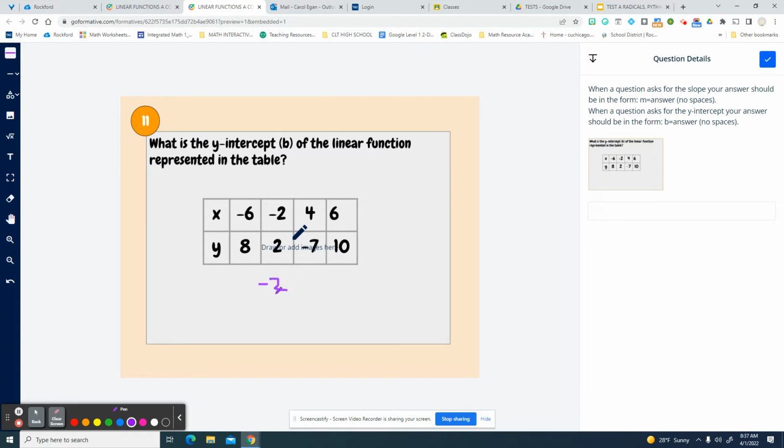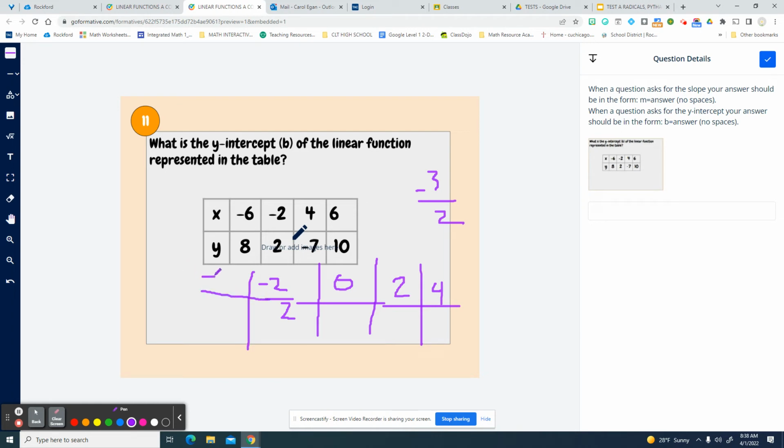So -2, 2, 0. And then imagine we'd have 2 and 4. Now we already know our slope is -3/2. Sorry about that, I wasn't completely awake. So going forward, every time x moves 2, y is going to move a -3.